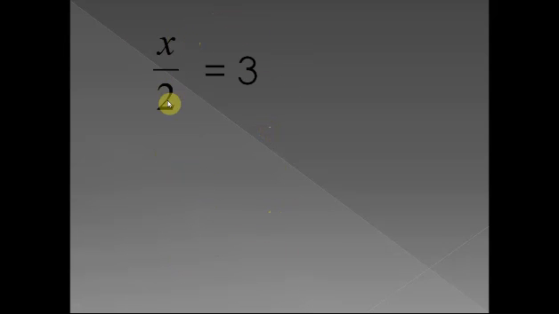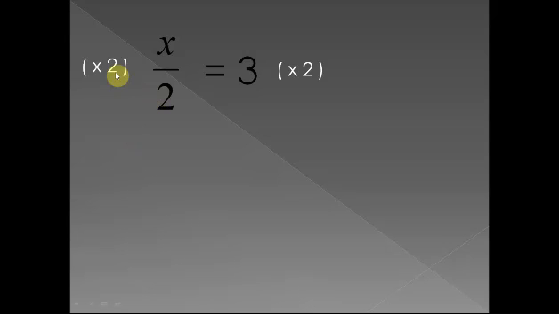x over 2 equals 3. Here that means x divided by 2. I remember that if we have x multiplied by a number, we will divide. If x is divided by a number, we will multiply. That means we will multiply here. Multiply this side by 2 and multiply the other side by 2, because we know that if I add 5 to this side, I will add 5 to the other side. If I multiply the first side by 2, I'll multiply the second side by 2.